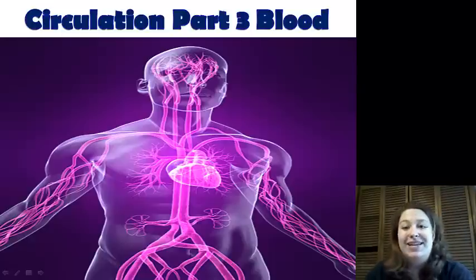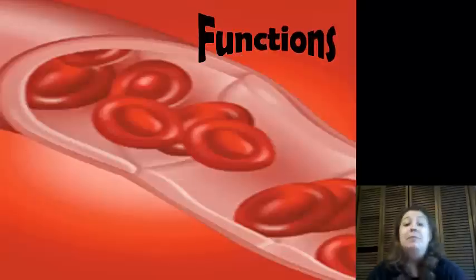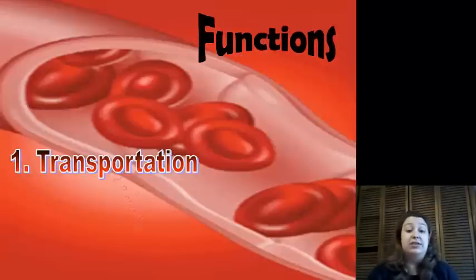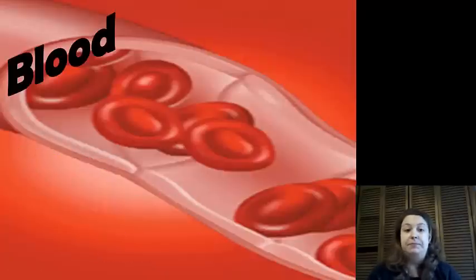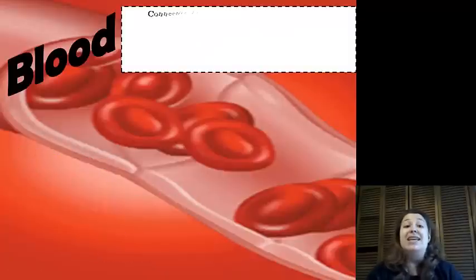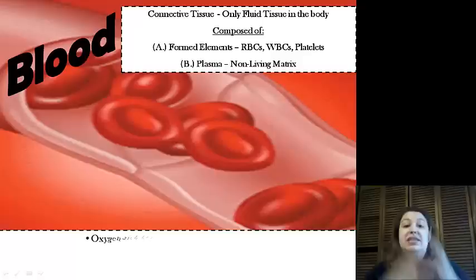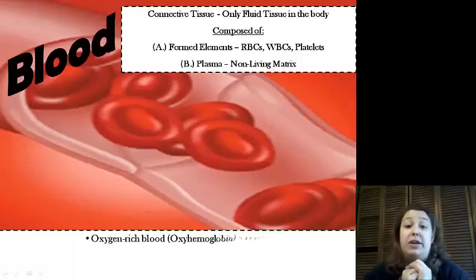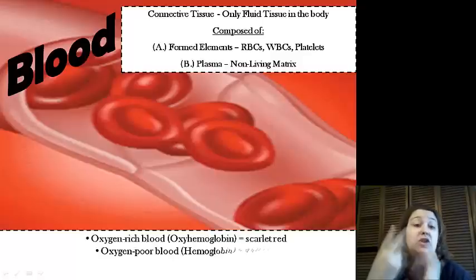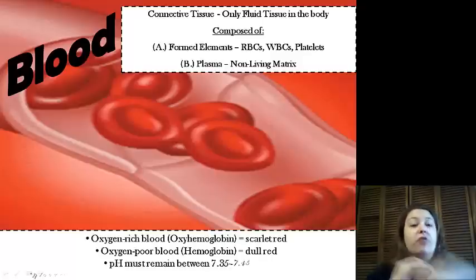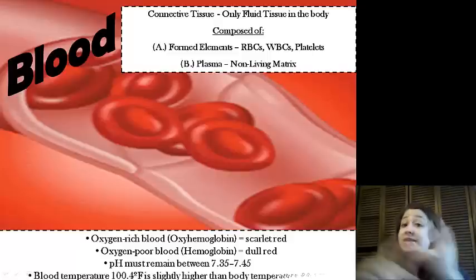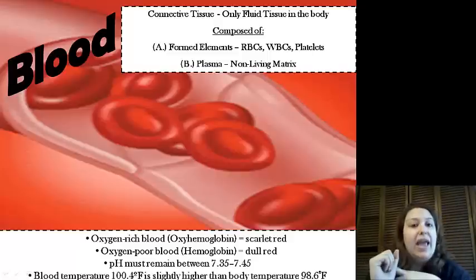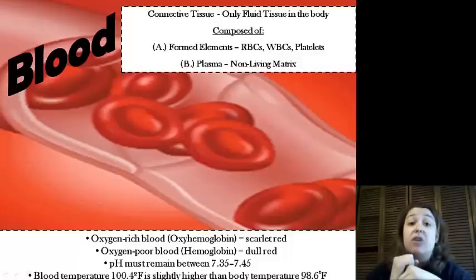Circulation Part 3, Blood. Blood has three main functions: transportation, protection, and regulation. Blood is a connective tissue. It is the only fluid connective tissue in our body. It is composed of two main portions: our formed elements, which are our cells, the red blood cells, white blood cells, and platelets, and plasma, which is the non-living matrix.